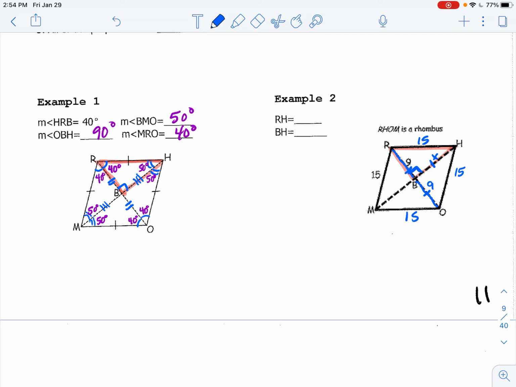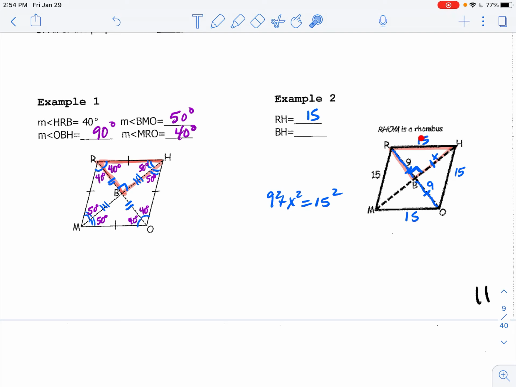And I'm trying to figure out what RH is, that's just 15. But now BH, now I got to do that. Okay, so let's use Pythagorean theorem. And so 9 squared plus x squared is equal to 15 squared. Okay, you with me? We have a right triangle.